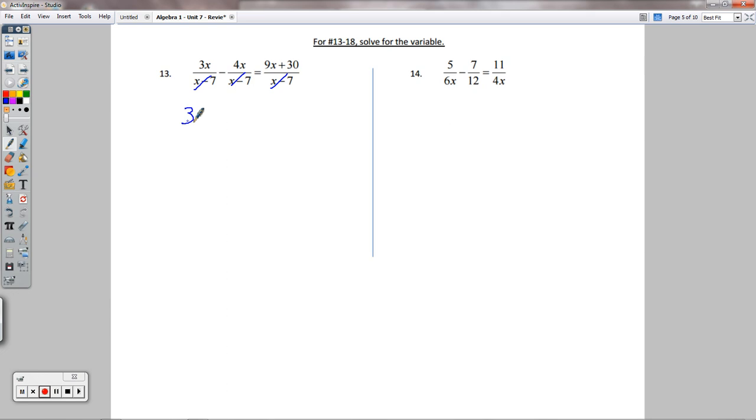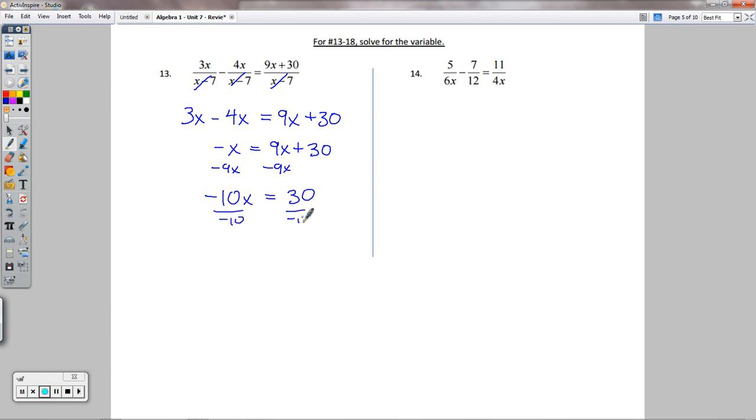So you have 3x minus 4x equals 9x plus 30. This would become negative x equals 9x plus 30. And you could subtract 9x. This is one way about it. You'd have negative 10x equals 30. Then you could divide by negative 10 and say that x equals negative 3. To check that, you could simply take that and plug it back in, make sure it works.